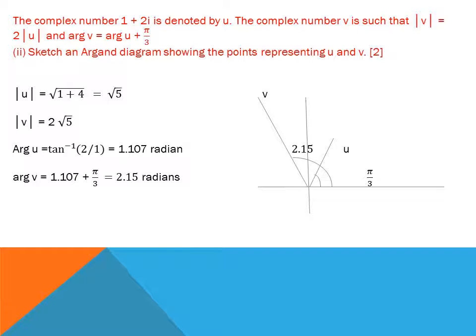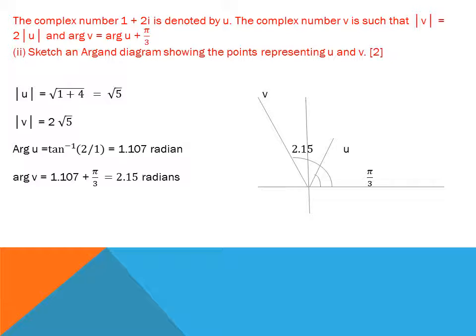In the third part, he is asking: the complex number 1 plus 2i is denoted by u. The complex number v is such that the modulus of v is equal to 2 times the modulus of u and the argument of v is equal to the argument of u plus pi by 3. Sketch an Argand diagram showing the points representing u and v. First, I find the modulus of u. It is equal to the square root of the square of the real part 1 and the square of the imaginary part 2, which becomes root 5. And the modulus of v is equal to 2 times the modulus of u, so the modulus of v is equal to 2 root 5.